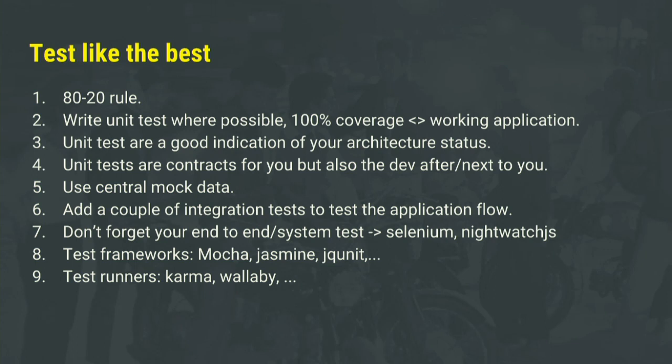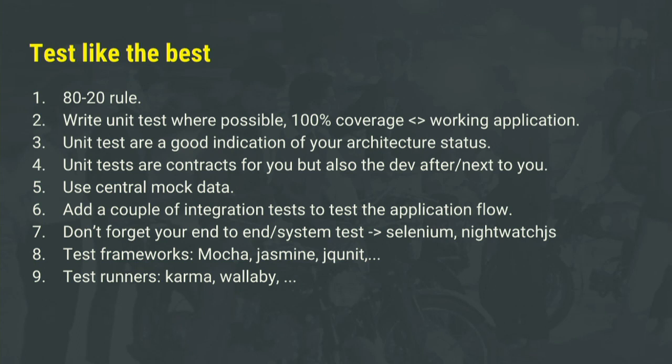Unit tests are a good indication of architecture status. Bad code is hard to test, so there will be no tests. The more tests and test coverage there is available, most of the time the better and more modular the code is. Otherwise, you cannot test it as a whole. Unit tests are contracts for you, but also for the people after you and next to you. It helps you simplify your code.